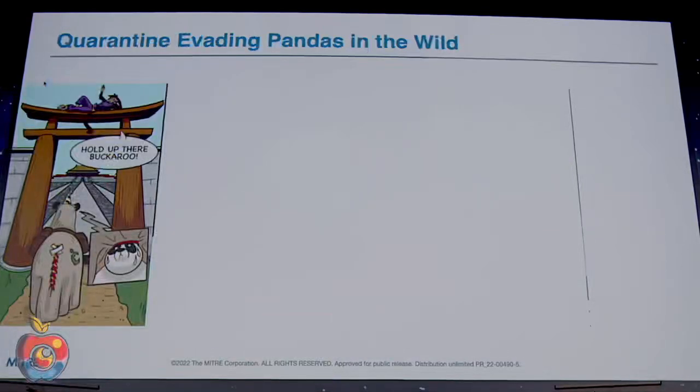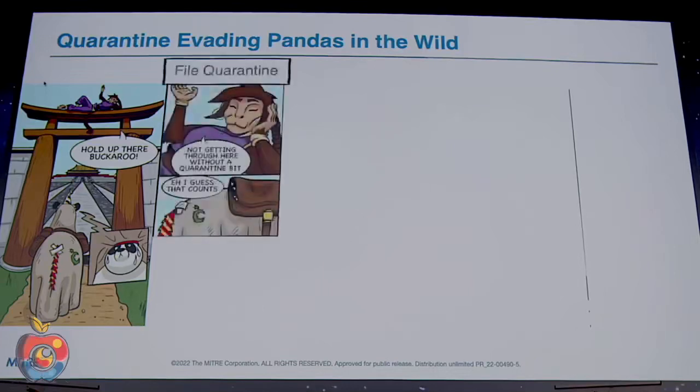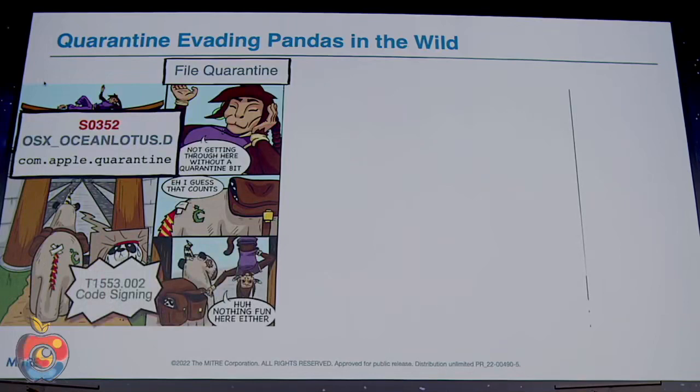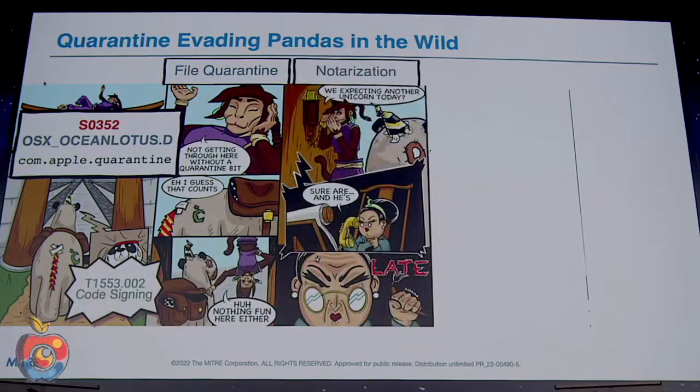So how do pandas evade this, right? Just love the artwork. So Panda tries to get in the gate, right? He's got the file quarantine attribute, right? Well, if you're Ocean Lotus, which is not Chinese, but definitely does attack Chinese, they just remove this attribute. And then as far as code signing goes, if you're Schlayer, you just get your app signed and notarized. That's just how you bypass it.